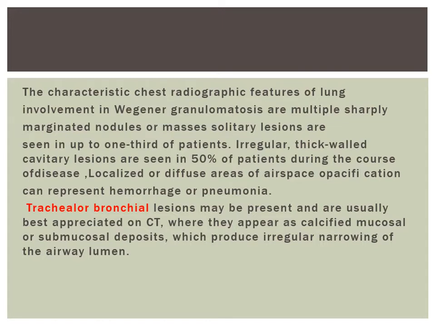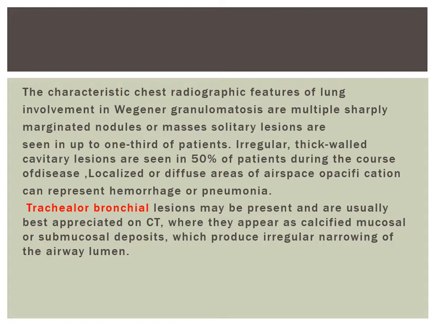The characteristic radiographic findings of lung involvement in Wegener granulomatosis are multiple, sharply marginated nodules or masses, which may be solitary but are more often seen as multiple. Some disappear and others come. The cavitary lesions are irregular, thick-walled cavities seen in 50% of patients during the course of the disease. Localized or diffuse areas of airspace opacification can represent hemorrhage or pneumonia.